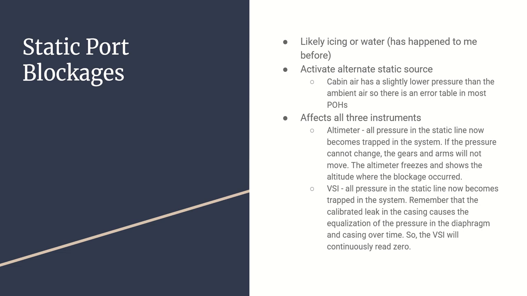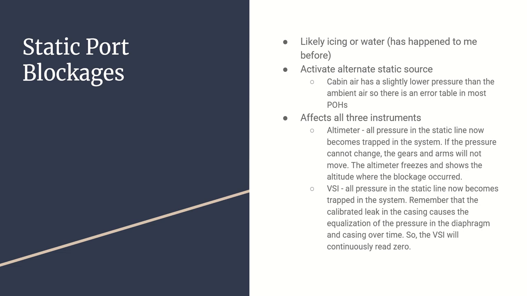So, I mean, at least you know where the blockage occurred, right? At least you have that information. So that might be something to write down or record before you pull that alternate static source, right? So you know where the blockage happened, so you know which altitude you should probably not go back to for icing, right? That's too high, okay? So altitude is going to freeze. The VSI, right?